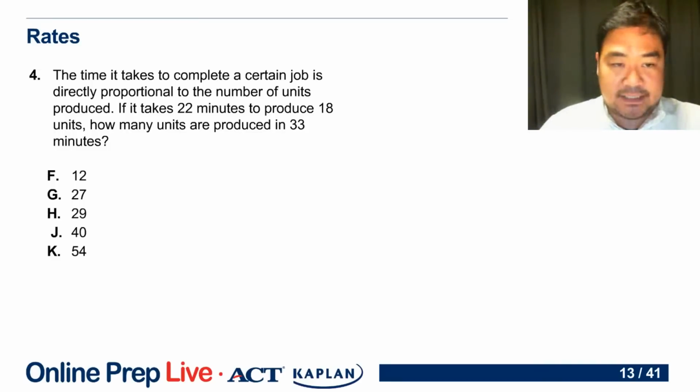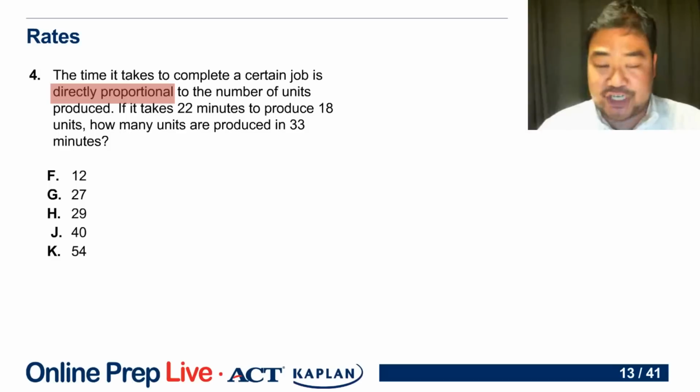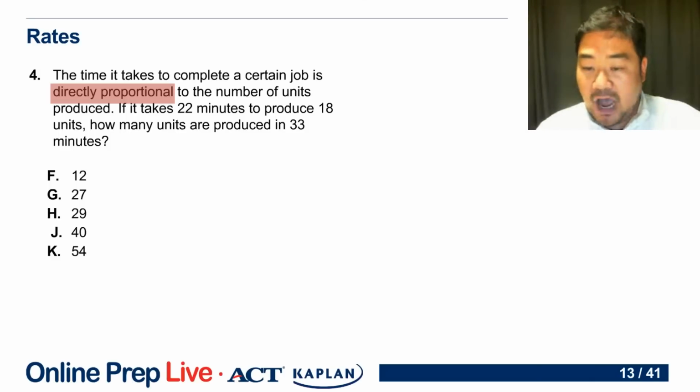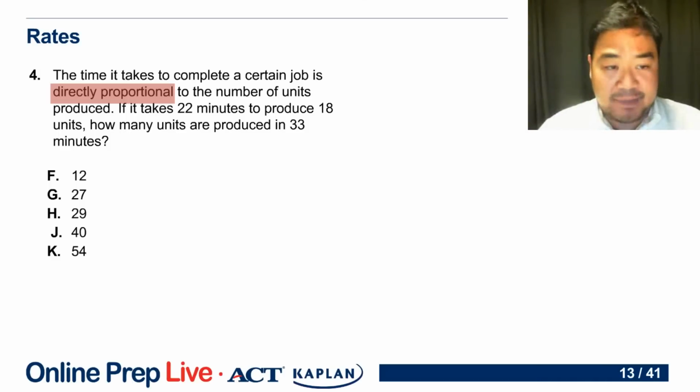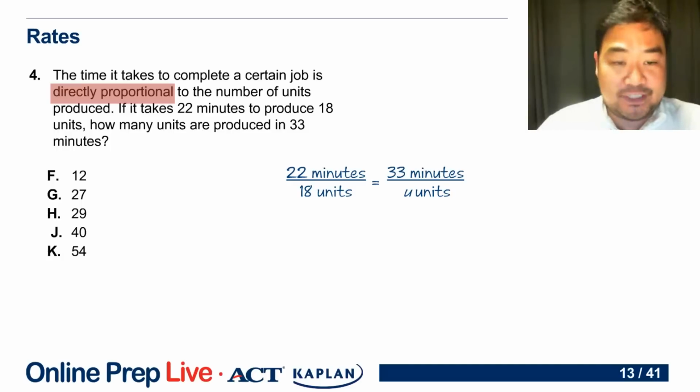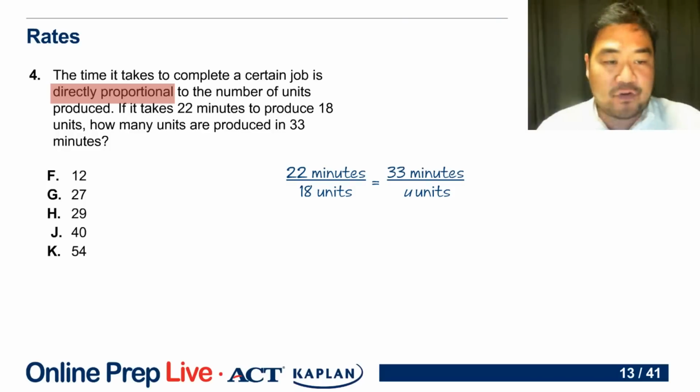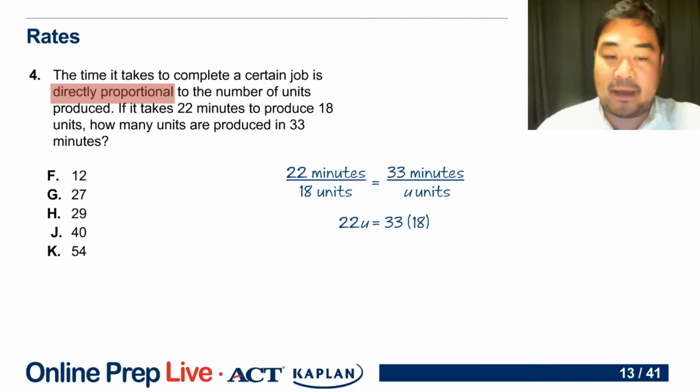So here's an example of a rate, but we also notice, again, going back to something we saw earlier, this concept about directly proportional. So we're going to set up our proportion here using rates, using the time that we have and the 18 units. So the units we're producing and the time. So if we set this up here, 22 minutes to produce 18 units is equal to 33 minutes over however many units that you have. And then from here, you can simplify by cross multiplying that equation there. 22 times u is equal to 33 times 18.